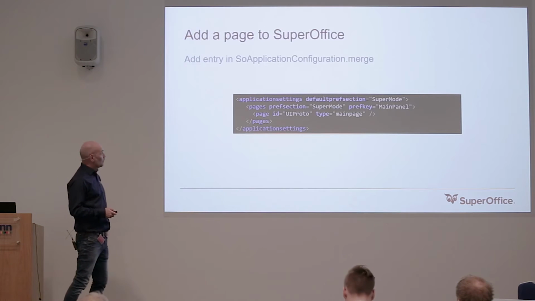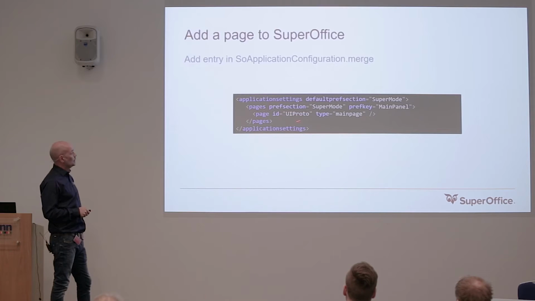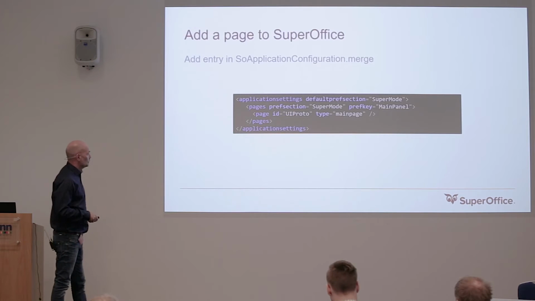So this is how you add a page. You give notice to the web application that this page exists. You make your own file, ApplicationConfiguration.merge, and you do it like this. You follow the same structure as the original file, and as long as it finds this structure, it will find that, oh, I don't have any page with ID UI Proto, so I will add this. So this will be part of the application configuration.